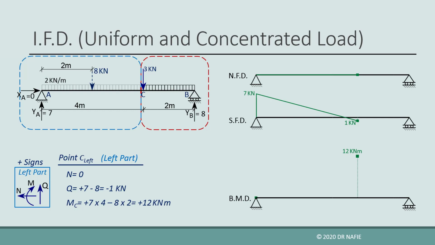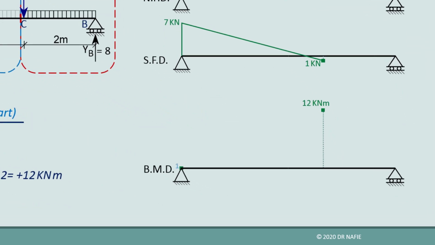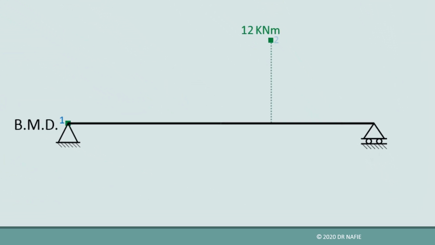However, we cannot connect this value to the value at point A using a straight line, because the existence of the uniform load causes the diagram between points A and C to be a parabola. The parabola will be drawn as follows. First, we will connect points 1 and 2 using a straight line. This line is a construction line and does not represent the final diagram. Then we bisect the line at point 3.